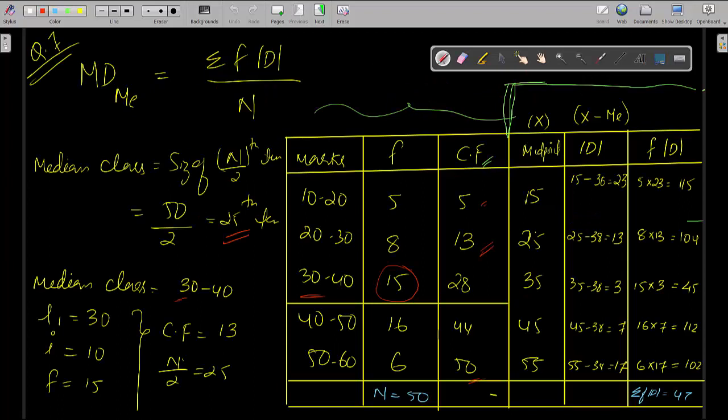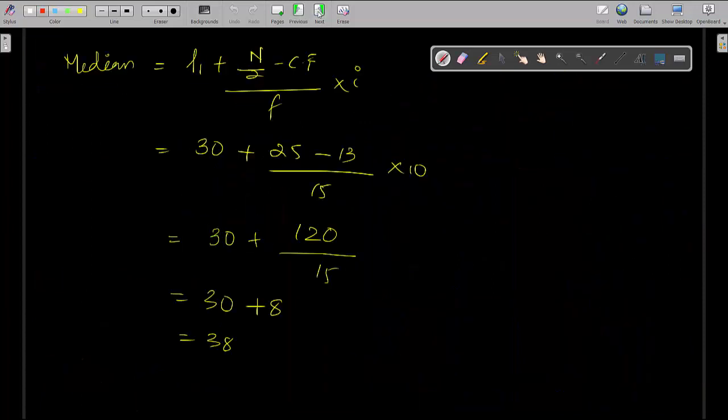How do we calculate median now? So here median is equal to L1 plus n by 2 minus CF by f into i. This is our formula to calculate median, all right? We are using all the formulas that we have practiced in chapter 8, that is median, quartile, and mode, right? So we know how to calculate median because we've already learned in chapter 8. So L1 is 30 plus n by 2, 25 minus 13 by 15 into 10. So this is how we calculate our median value. So our median value is 38, right?